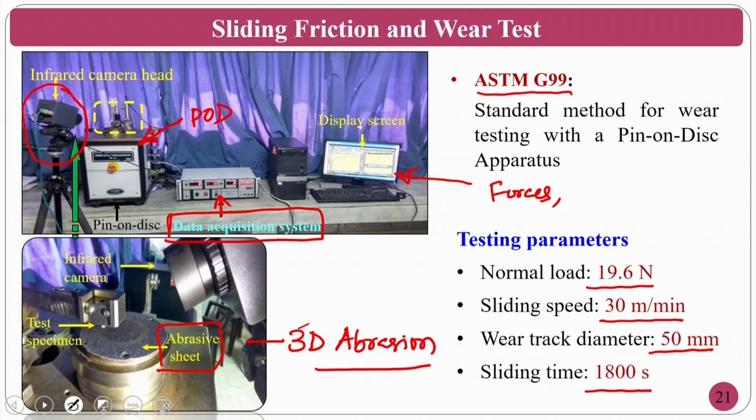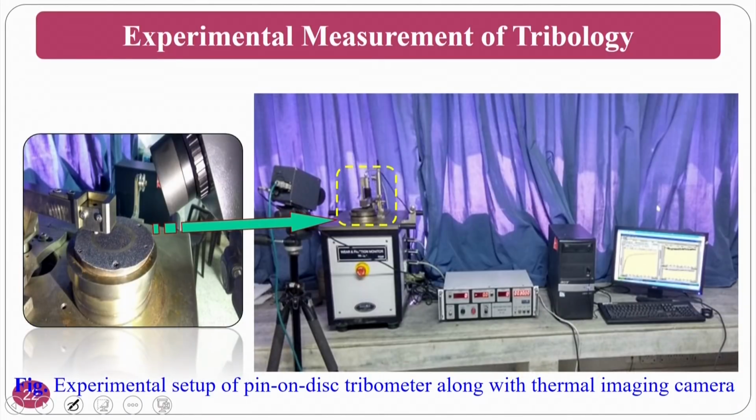I can calculate the coefficient of friction and all those things. My infrared camera gives me the temperature: how the temperature generation takes place under normal conditions, and if I am using a lubricant, how the temperature varies. Let us see the same picture in a good way.